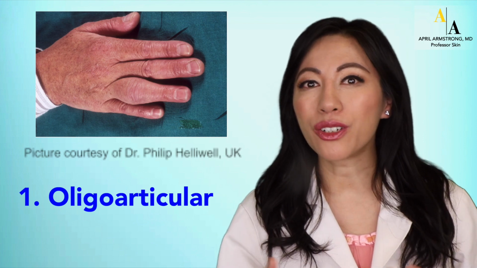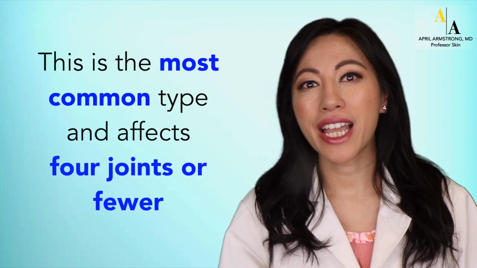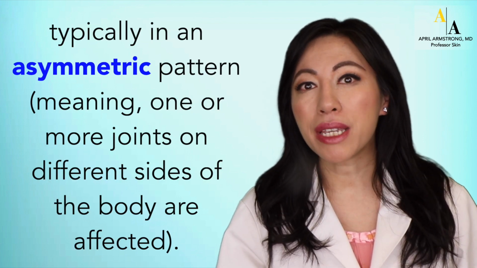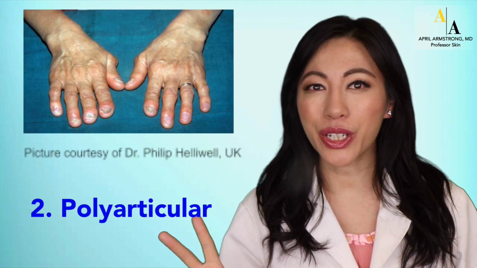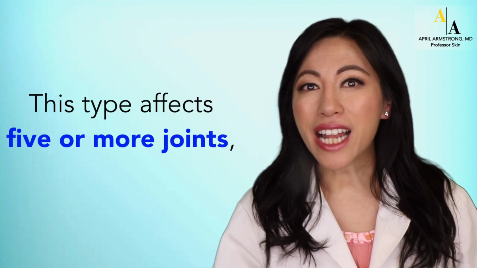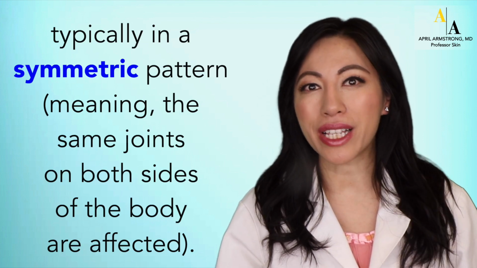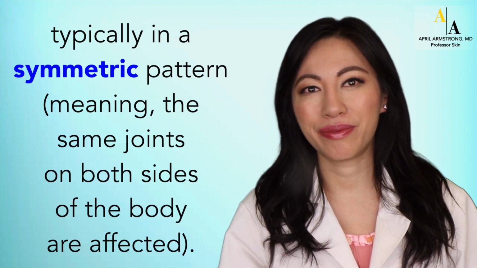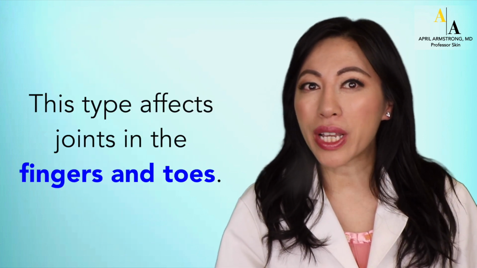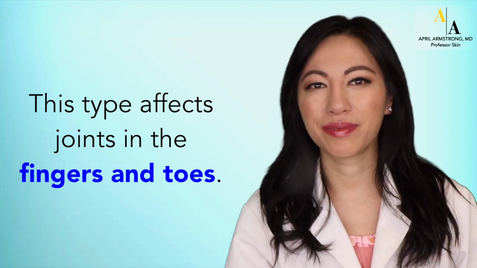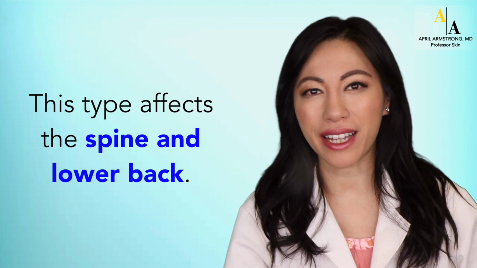Number 1, oligoarticular. This is the most common type and affects 4 joints or fewer, typically in an asymmetric pattern, meaning one or more joints on different sides of the body are affected. 2, polyarticular. This type affects 5 or more joints, typically in a symmetric pattern, meaning the same joints on both sides of the body are affected. 3, distal interphalangeal. This type affects joints in the fingers and toes. 4, spondylitis. This type affects the spine and lower back.